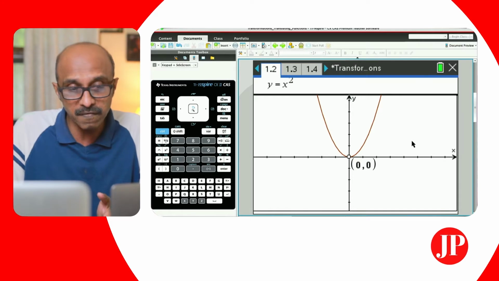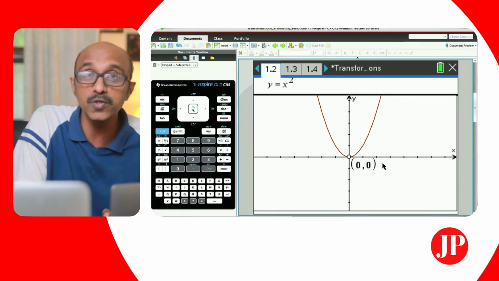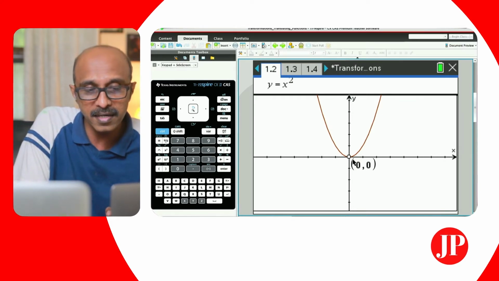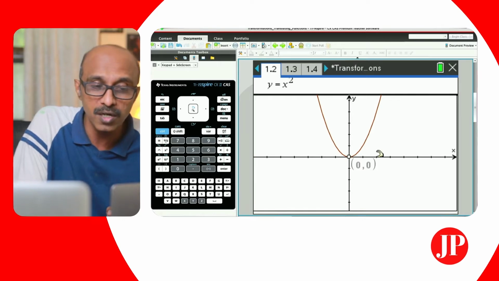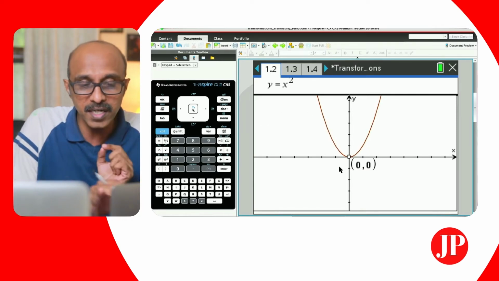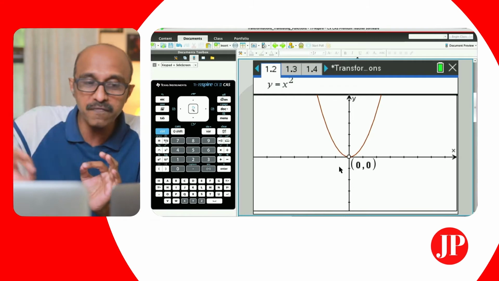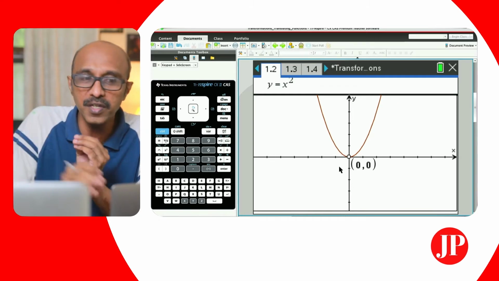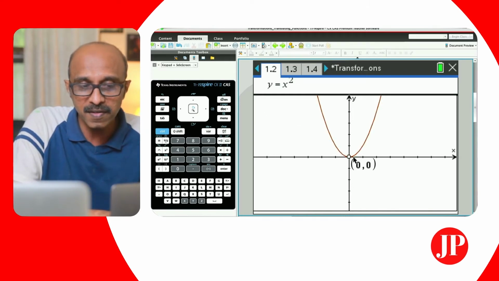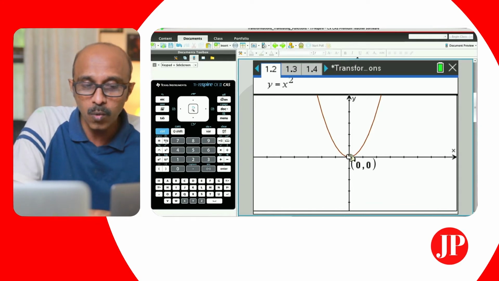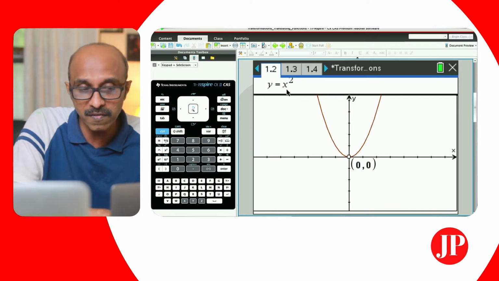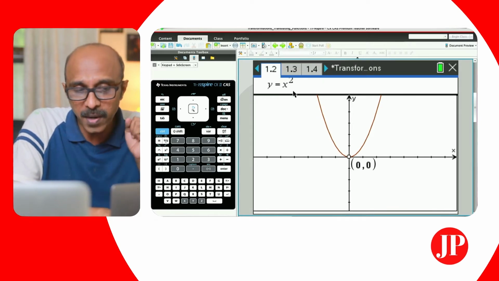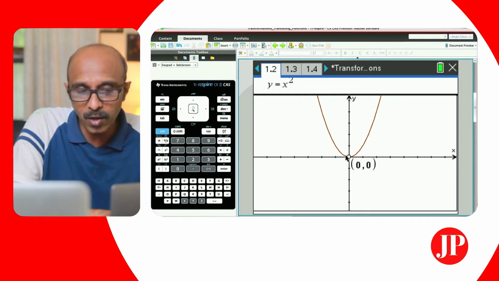This is my parent quadratic function, and as you can see, the vertex is 0, 0. This is a nice simulation on the calculator where you can actually move this point and watch what happens when I move the vertex. Now this is the parent quadratic function and the vertex is identified as 0, 0. Watch what's going to happen to the equation. The equation here is the parent quadratic function y equals x squared. Just keep an eye on that and keep an eye on the vertex.